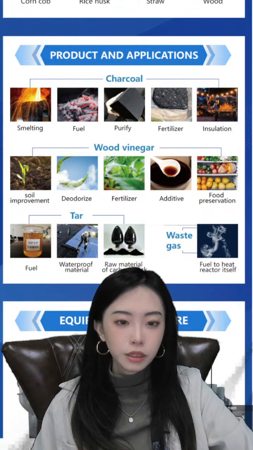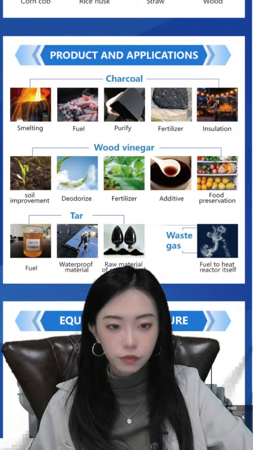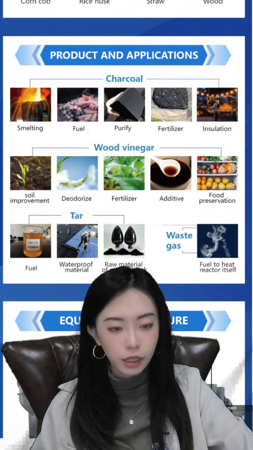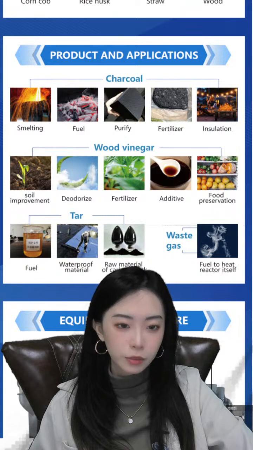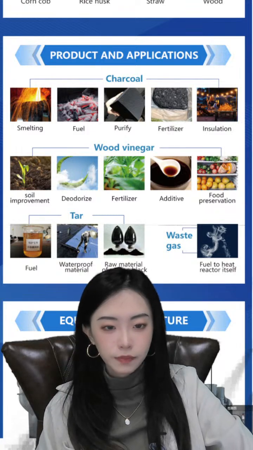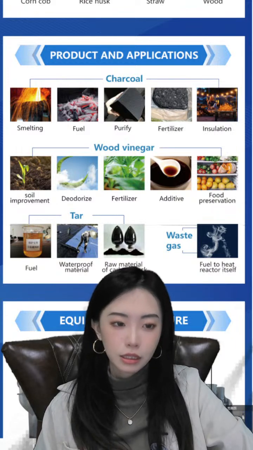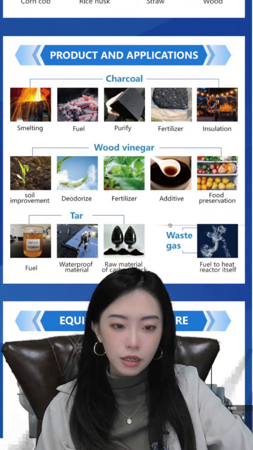Just by charring this biomass, we can not only effectively reduce the pollution of waste in the environment, we can't just throw this kind of biomass away randomly, and it can also be turned into valuable resources. Organic components in biomass undergo complex chemical reactions at high temperatures to produce products such as charcoal, wood vinegar, tar, and gas.